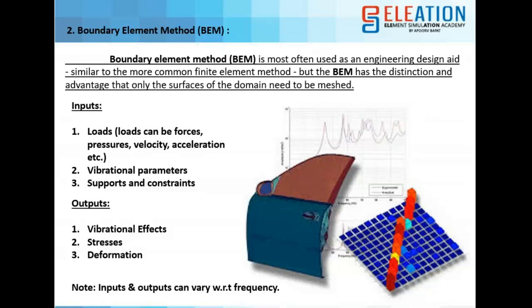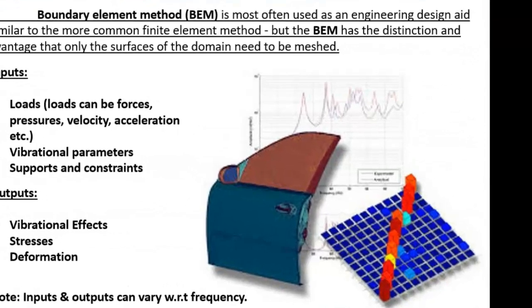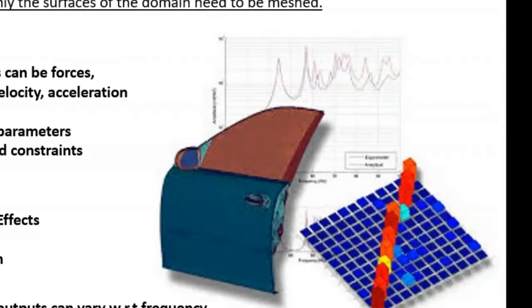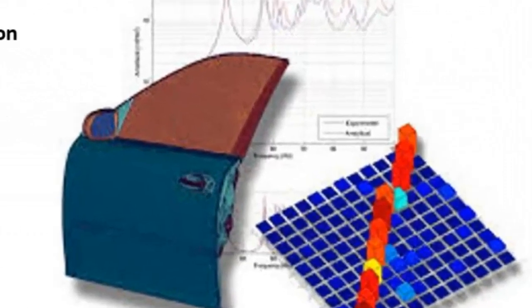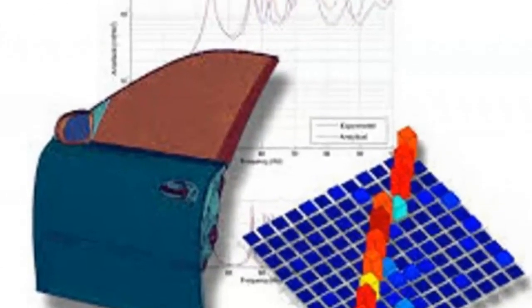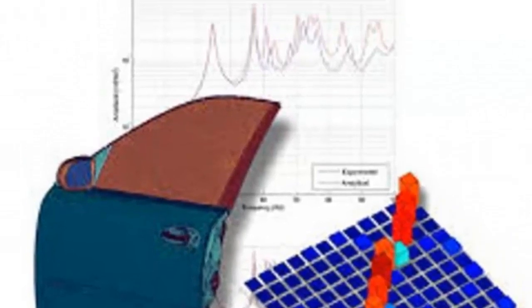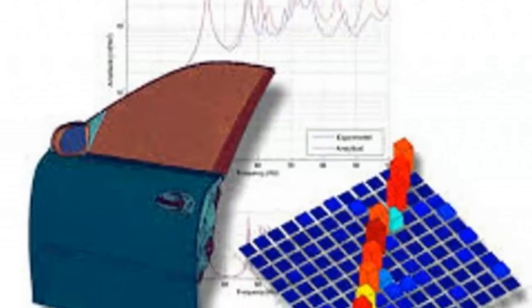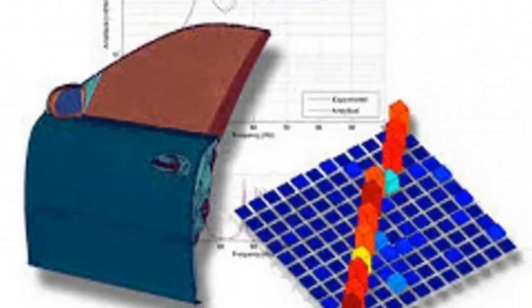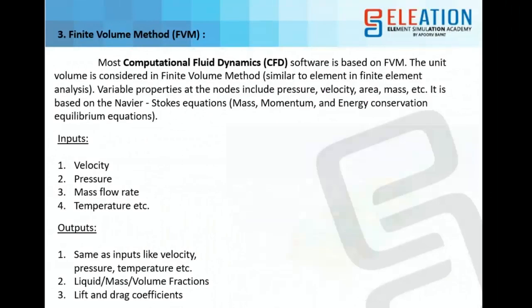So in boundary element method we find out the results of what is happening because of vibration, say for example noise and vibration. So what effects are produced because of noise and vibration, how much the noise and vibration are damping, how much it is not damping. So all these parameters on the boundary of the component are calculated using boundary element method.